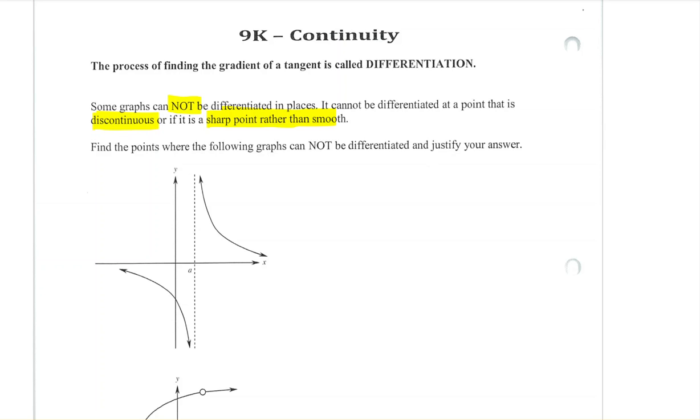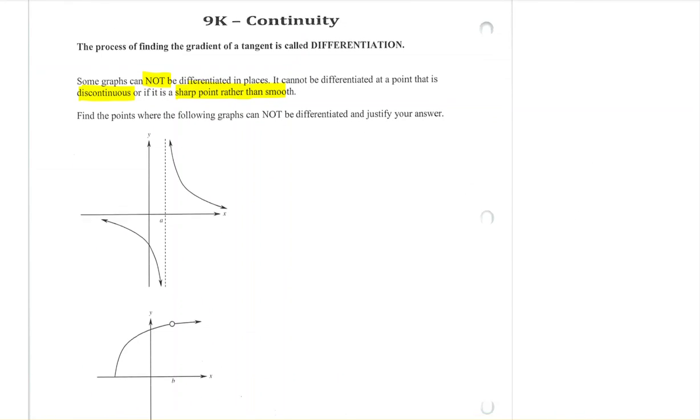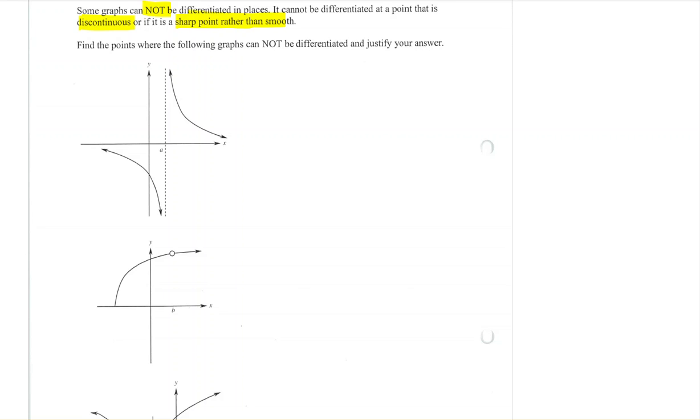So these first couple of graphs here, it says find the points where the following graphs cannot be differentiated and justify your answer. So this is a hyperbola, we know this graph, and it has some lovely curves there, which is not a problem. But the reason that this one cannot be differentiated is because we have that asymptote. Okay, so at that asymptote where x is equal to a, it is discontinuous. So at that point, we cannot find a gradient. The rest of it we could, just at that point, we cannot find the gradient because it's discontinuous.